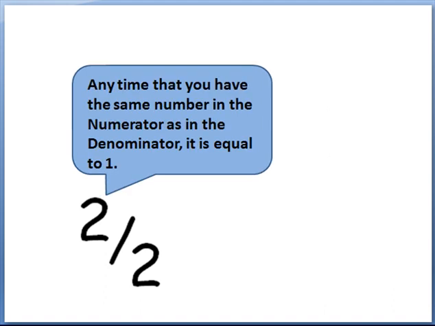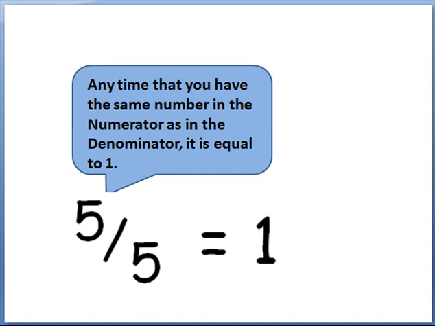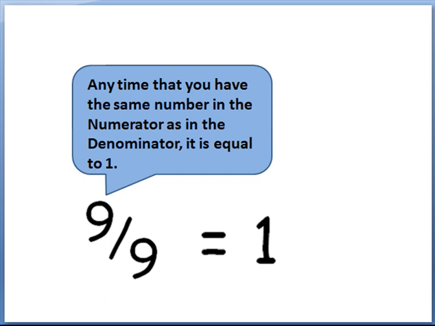And any time that you have the same number in the numerator as in the denominator, it is equal to 1. So here we have 2 over 2, that's equal to 1. 5 over 5, or 5/5, it's equal to 1. 9/9, it's equal to 1. X over X, it's equal to 1.